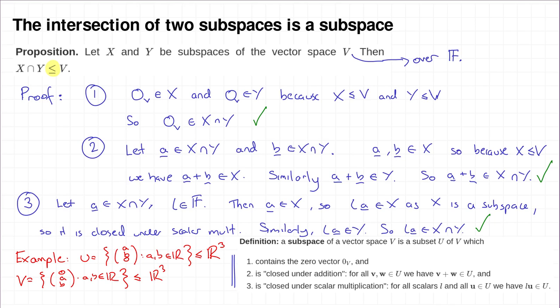And the thing we've just proved tells us that U intersect V must also be a subspace of R cubed, and if you work it out, U intersect V is actually going to be the set of all vectors 0, A, 0, where A is in R. That, by our proposition on this slide, is a subspace of R cubed.